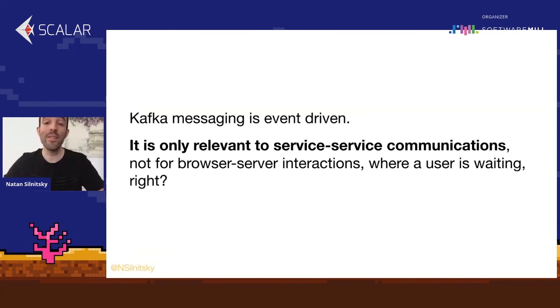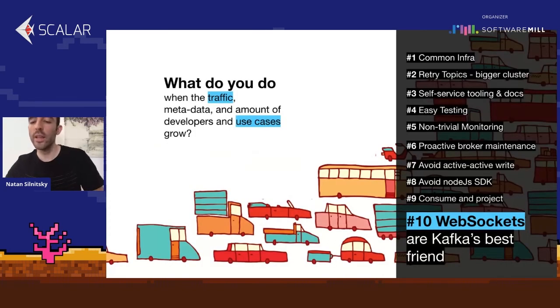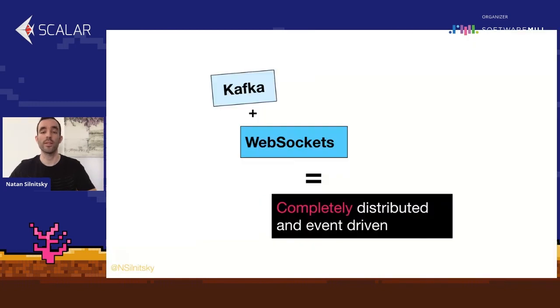Okay, we're coming up to the 10th and last lesson of today, and it's about event-driven end-to-end. So Kafka messaging is event-driven, of course, but is it only relevant for service-to-service communication? How about browser-to-service interaction? The user is waiting there for a response, so event-driven doesn't seem really relevant there. Maybe? I don't think so. We can use WebSockets together with Kafka to have a complete event-driven solution that works really well for a lot of use cases. Kafka and WebSockets can work really well together.